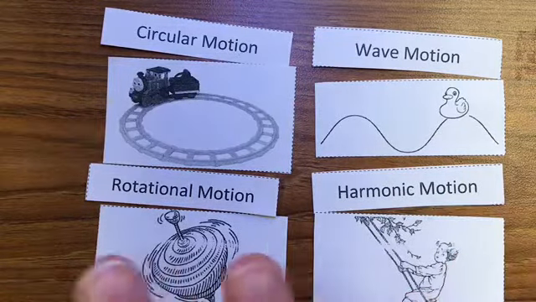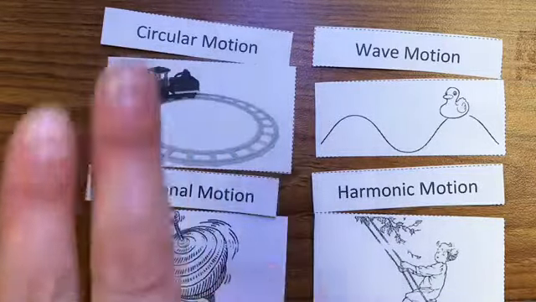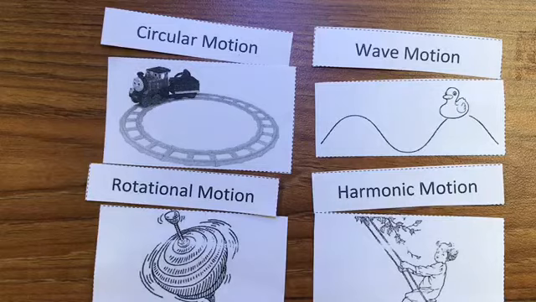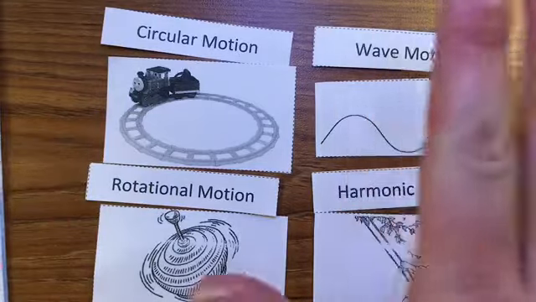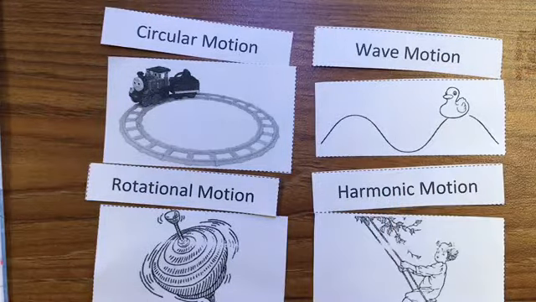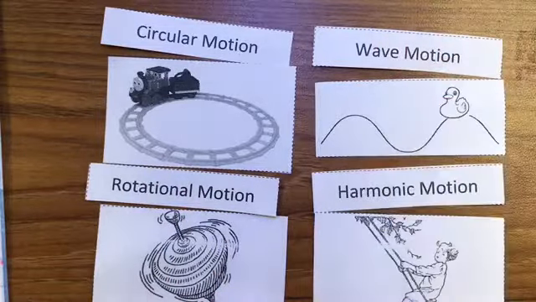We are going to talk about these two very briefly, rotational and circular, because that is more of an AP physics topic, but we're going to briefly discuss it in this journal entry. And then wave motion and harmonic motion, we're going to get to that in about 5 weeks and go through a lot of detail on those.